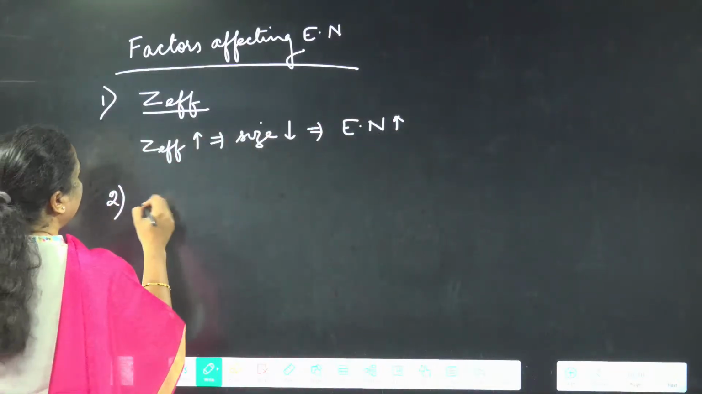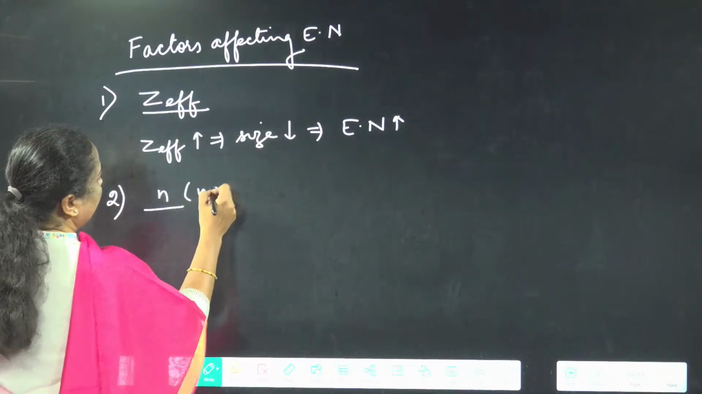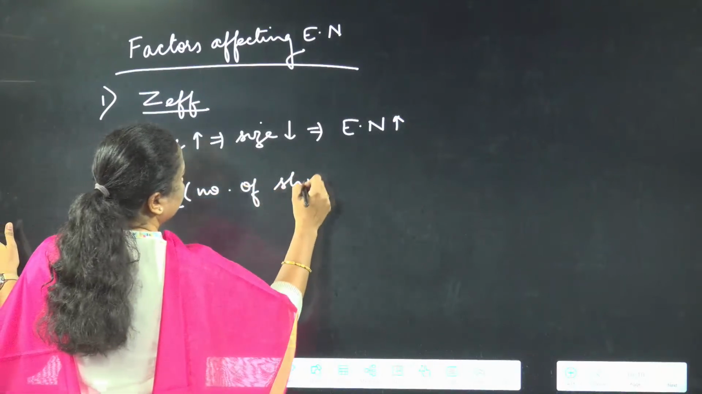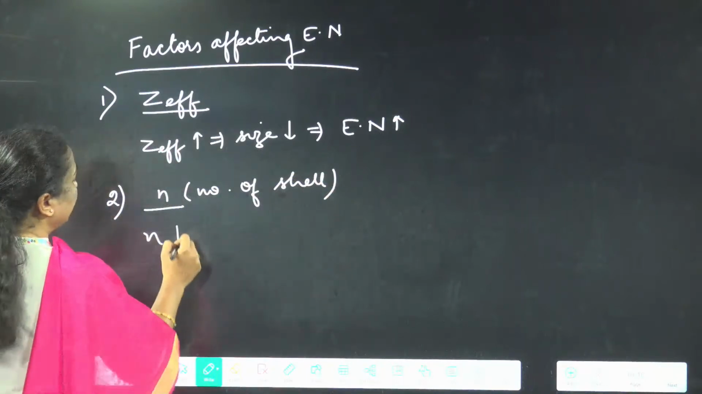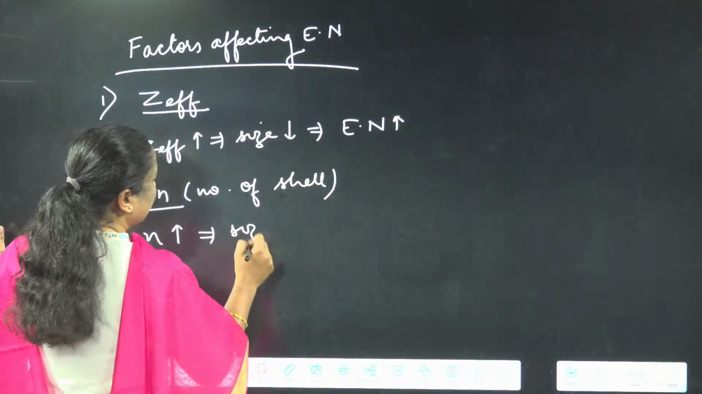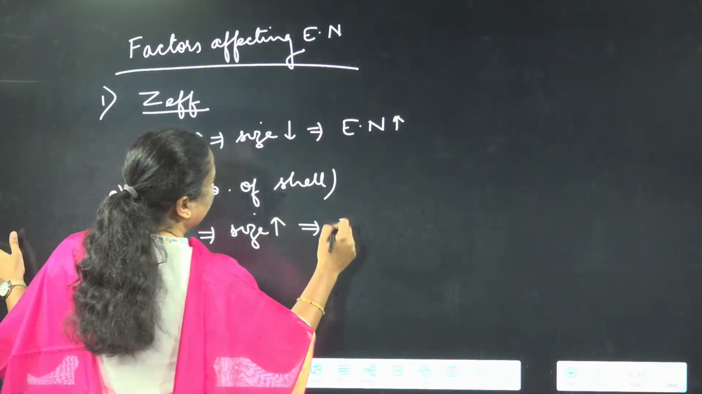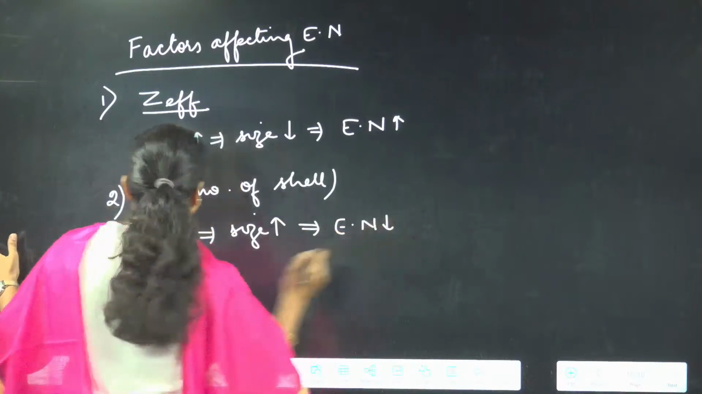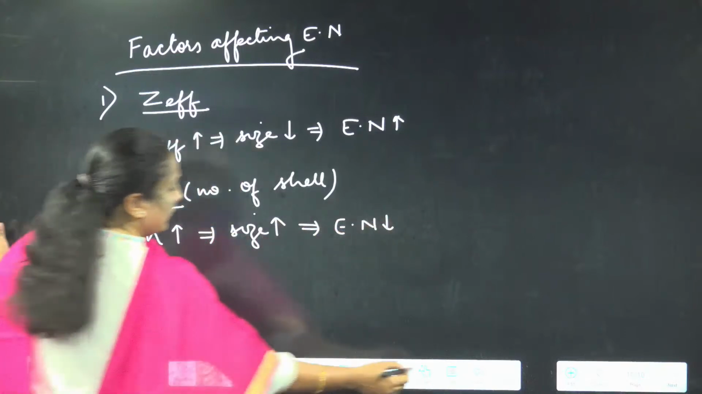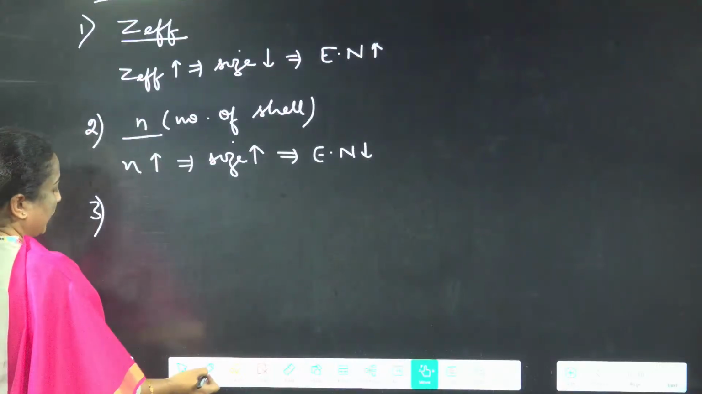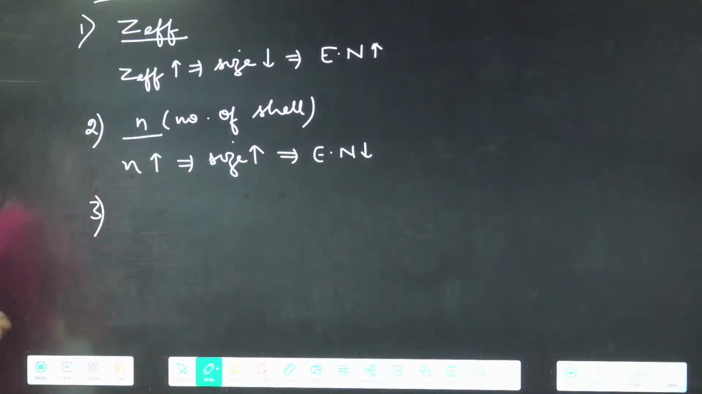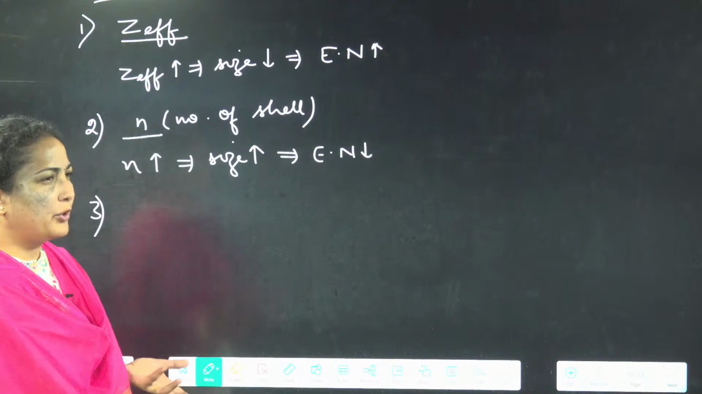Second one, you are having basically n, that is number of shells. If n increases, what is going to happen? Size is going to increase and accordingly electronegativity is going to decrease. Then for stable electronic configuration also you don't have any kind of electronegativity here.